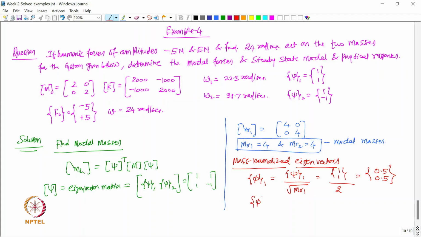Similarly, the mass normalized eigenvector 2 would be equal to psi 2 divided by square root of MR2, which means 1 minus 1 divided by 2, and that would be nothing but 0.5 and minus 0.5. So, in this way you can see we have obtained the mass normalized eigenvectors from the modal masses, correct. And now next thing, we can obtain the modal forces. Let us go to next page.